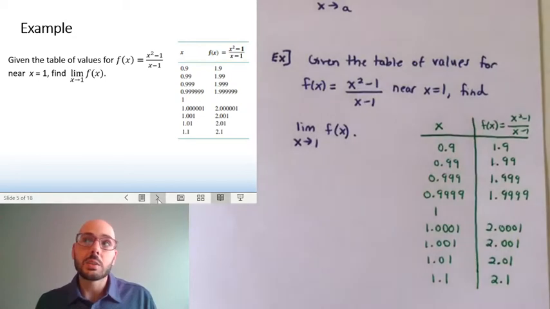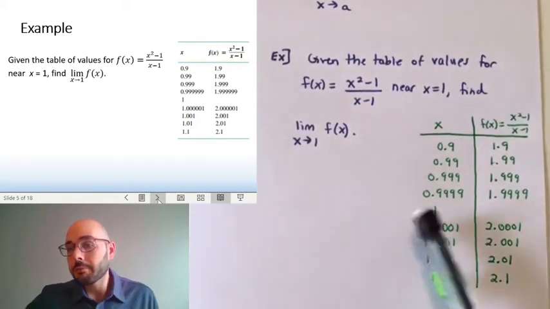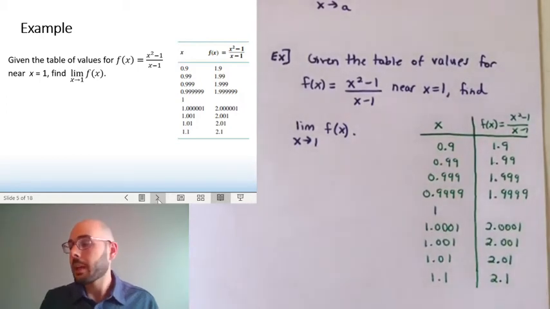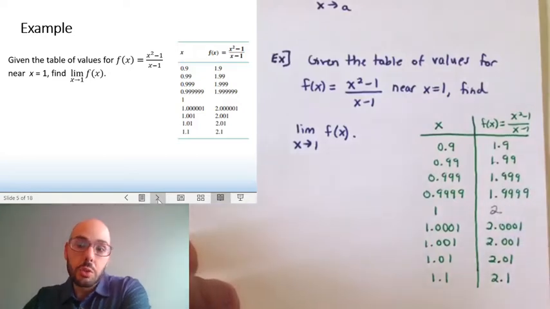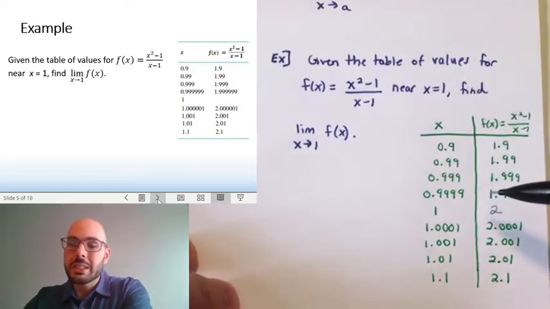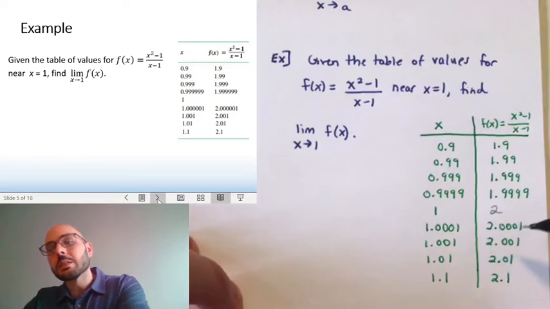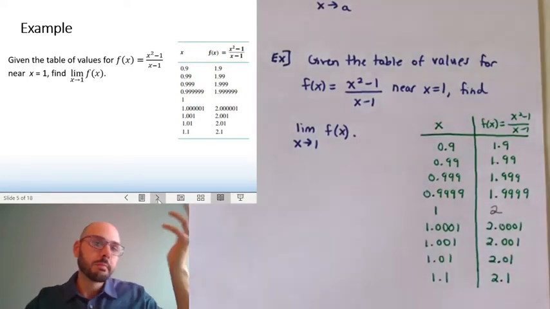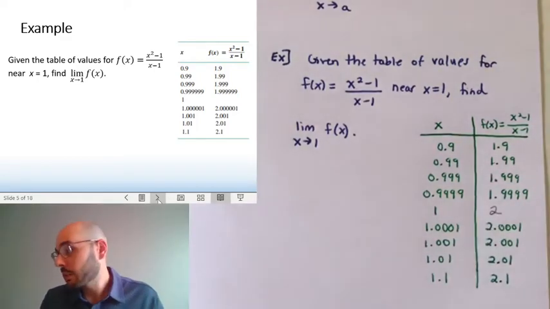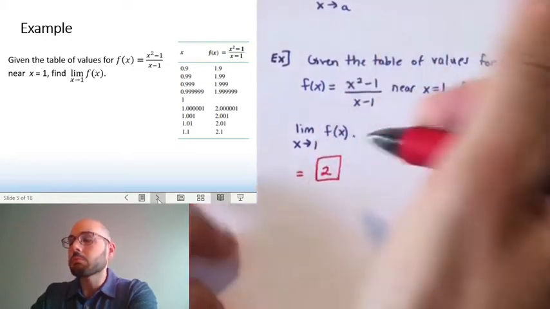So that's asking us, what do you think the y value is going to be when x is 1, based on the evidence around it? And I would argue that you would pretty clearly see that it should be 2, right? Because everything up until that point is getting so close to 2. You have 1.9, 1.99, 1.9999999, and then just after that you get 2.0001. So it looks like that y value should be 2. That's our best guess, and that's going to be our answer. Based on the evidence, the y value should be 2.